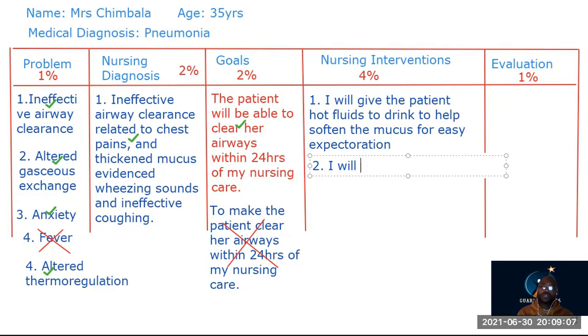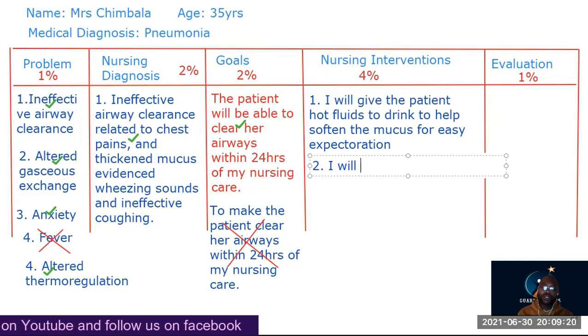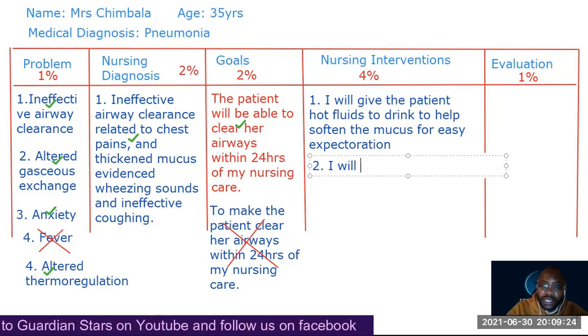Okay, the other thing that's making this patient fail to expectorate properly, I think we talked about chest pains. The pain that the patient has is making him fail to cough effectively. So I'm going to administer analgesics.